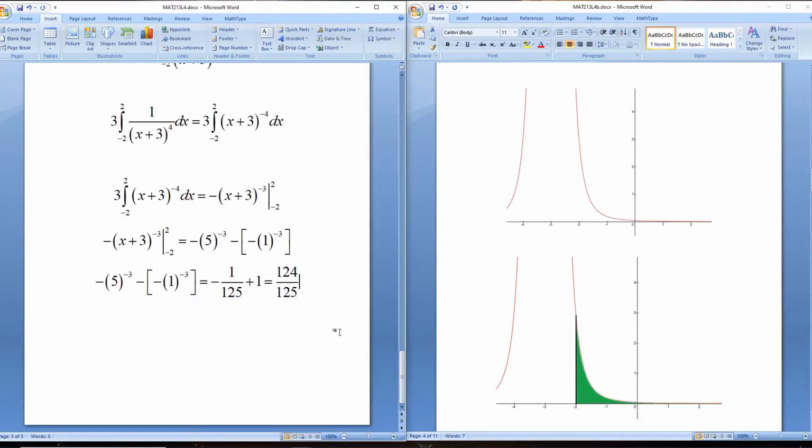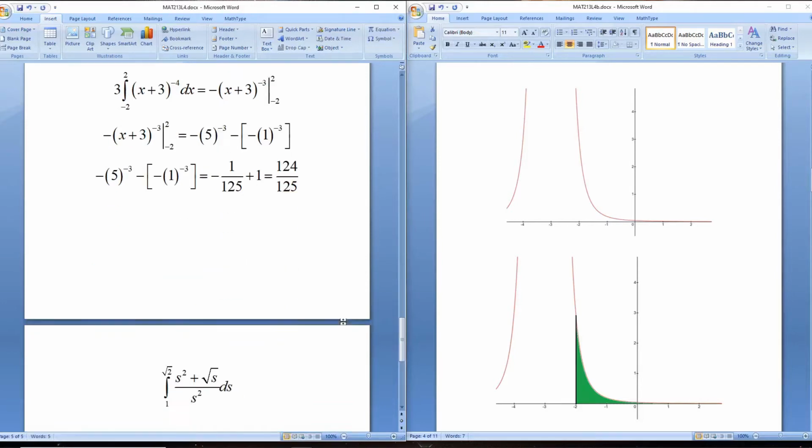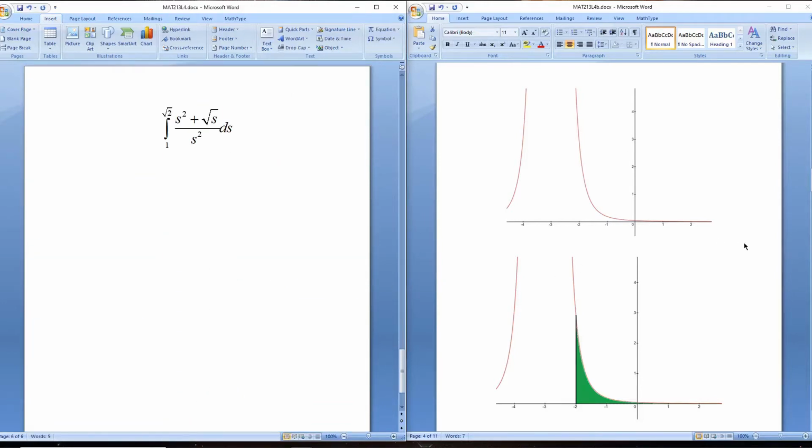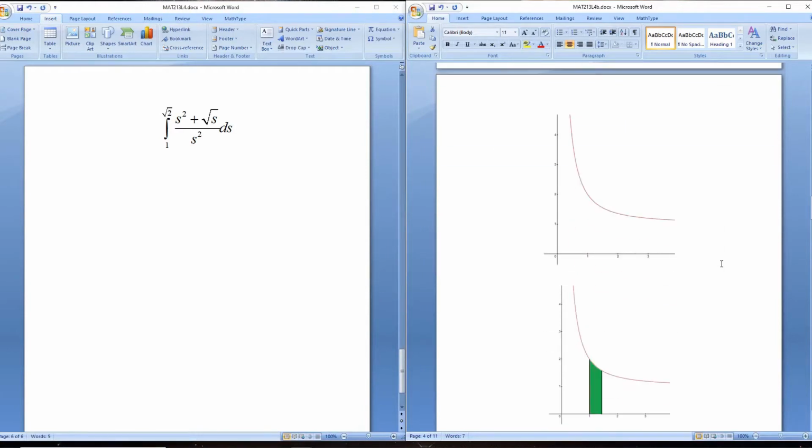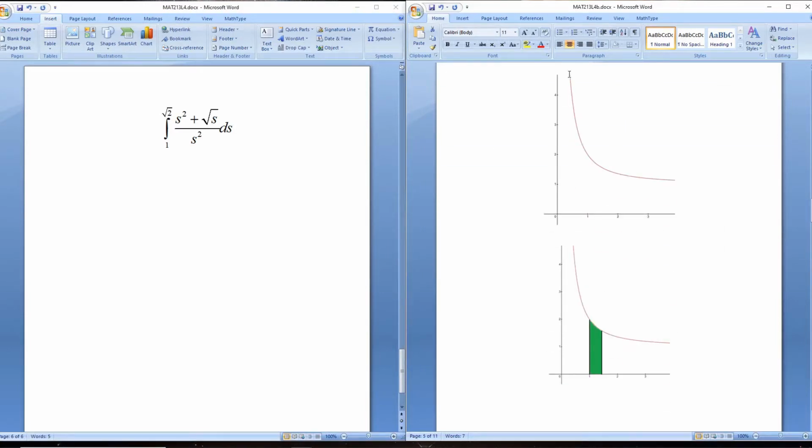So let's try another one, and let's see what this one looks like. So here's the function, and we want to find the area from 1 to the square root of 2. So the square root of 2 is about 1.4. So we're looking for this green area right there, trying to figure that out.